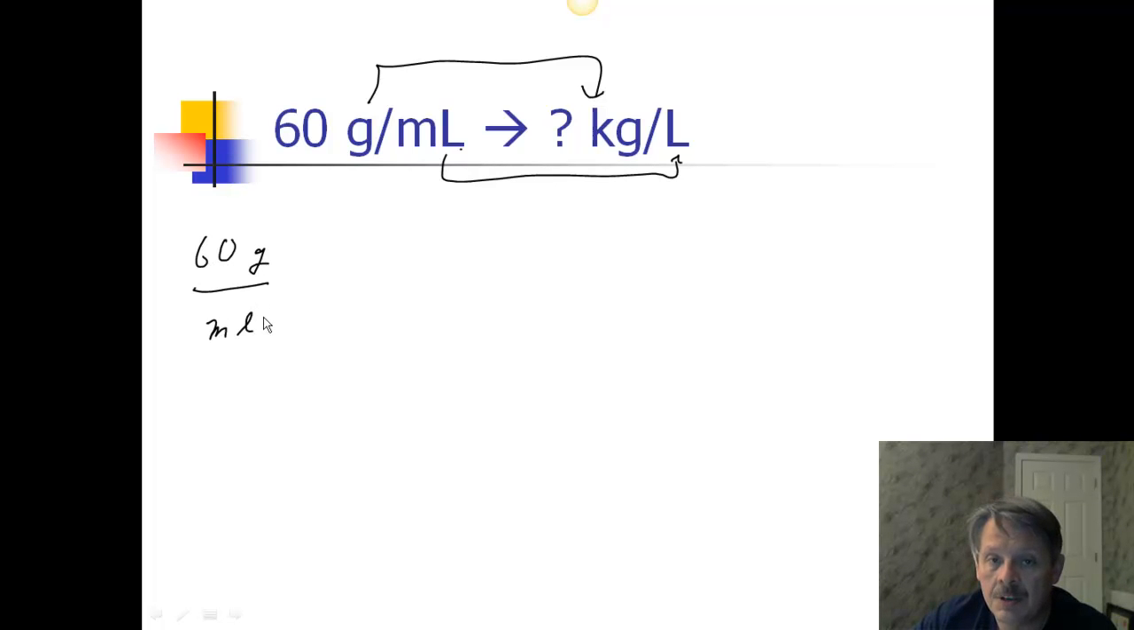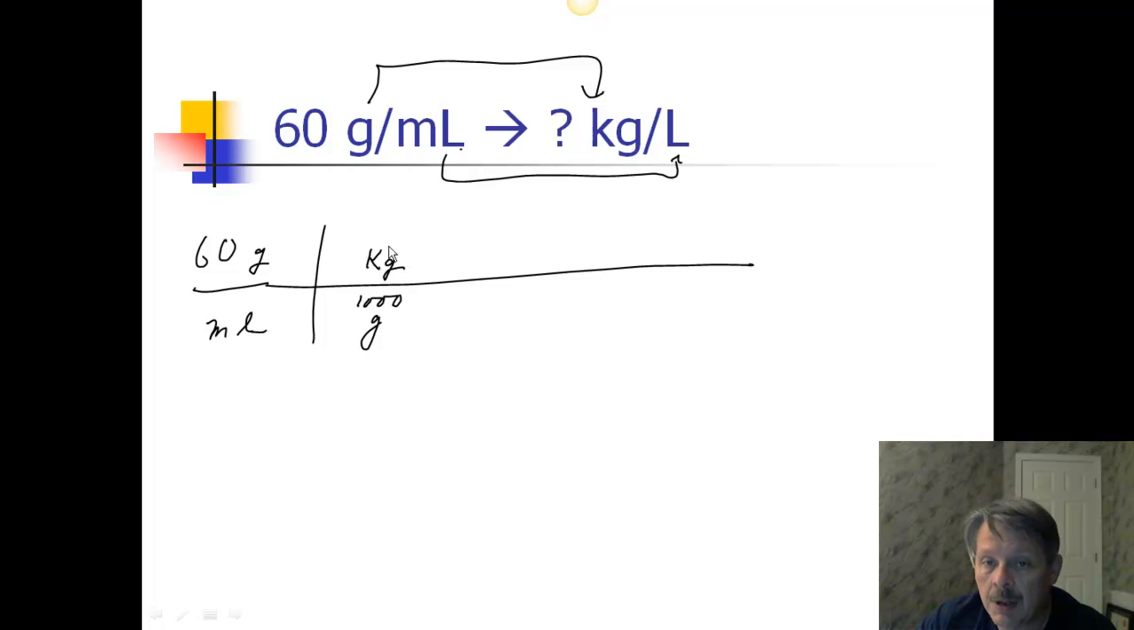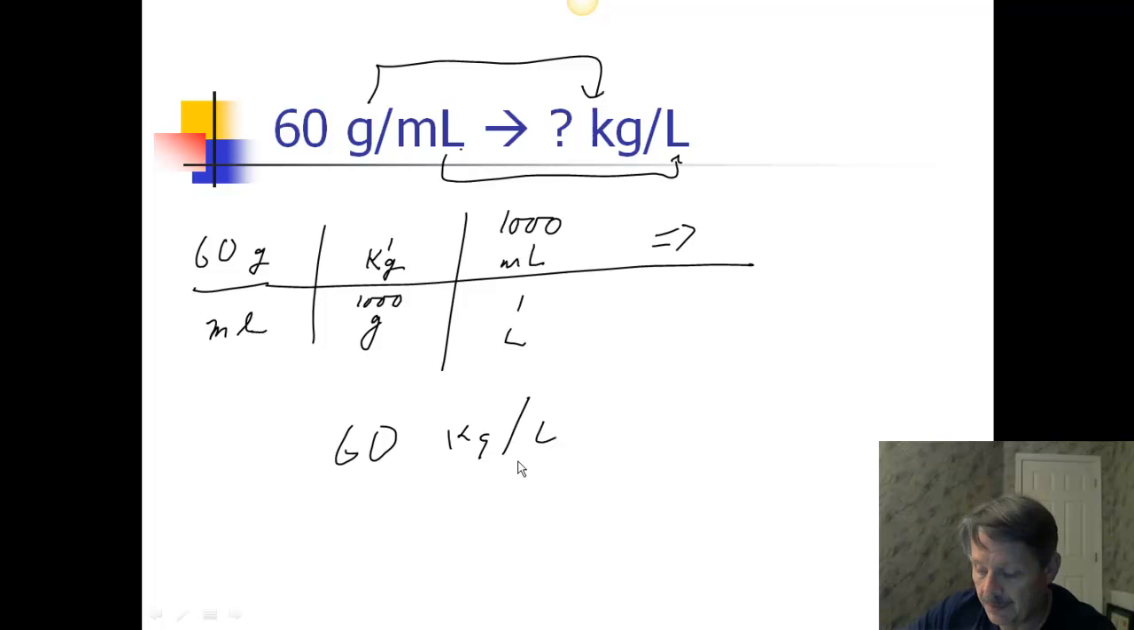Alright, 60 grams per milliliter. Let's start with the grams. I want to get rid of grams. I can go directly to kilograms because there are 1,000 grams in a kilogram. And then I have to get rid of milliliters, so those go on top, and I'm going to liters, and there are 1,000 milliliters in 1 liter. You'll notice I get 1,000 both on the top and the bottom, so my answer is going to remain the same. My answer is going to be 60 kilograms per liter.